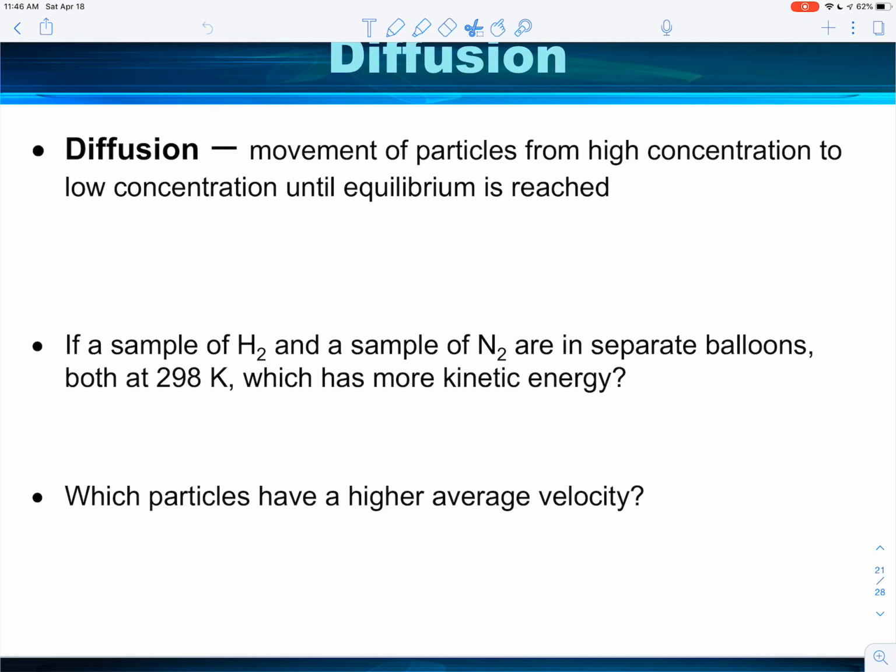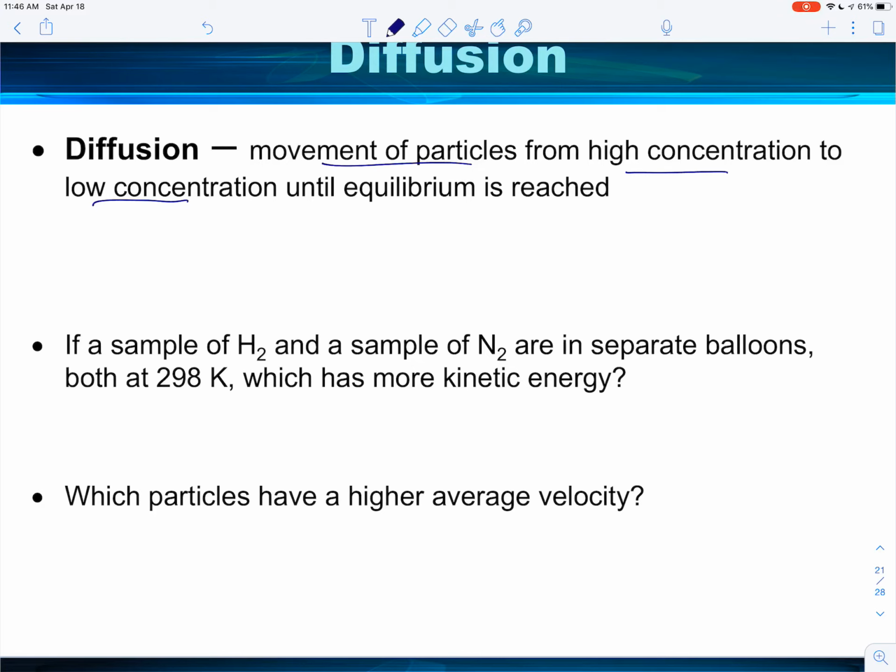Okay, diffusion is something that you're familiar with, just from your experience of being alive, which is the movement of particles from areas of high concentration to low concentration. So what does that mean? It means if someone opens their McDonald's French fries in the corner of the room, eventually everybody can smell them.